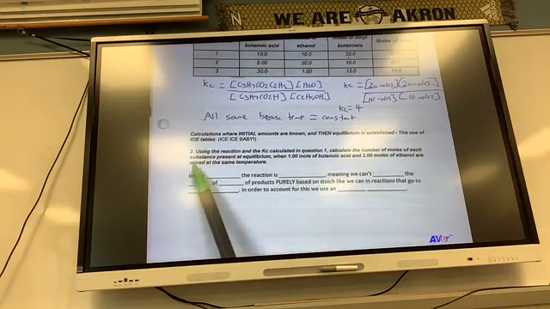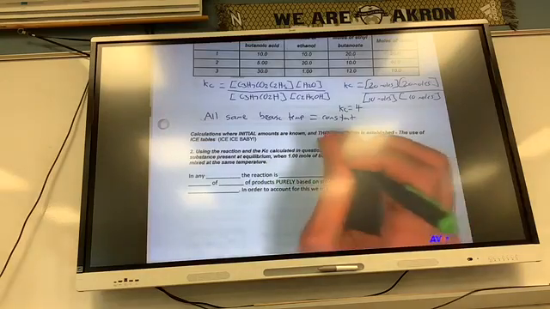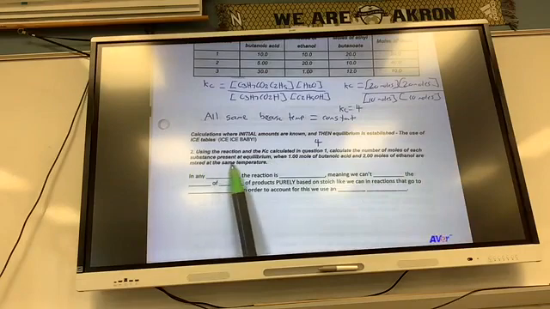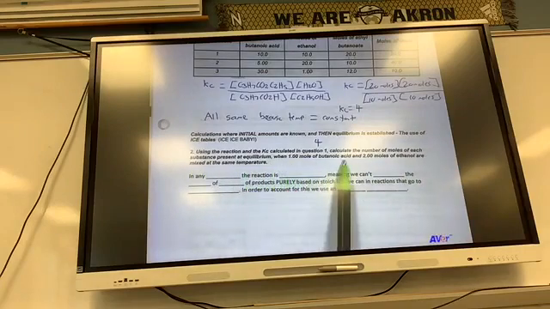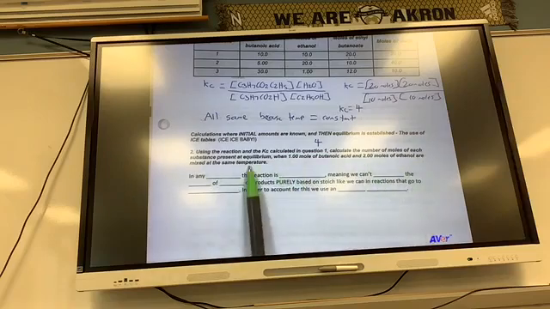Number 2, using the reaction in the case we calculated in question 1, which was 4. Calculate the number of moles of each substance present at equilibrium when 1 mole of butanoic acid and 2 moles of ethanol are mixed at the same temperature.